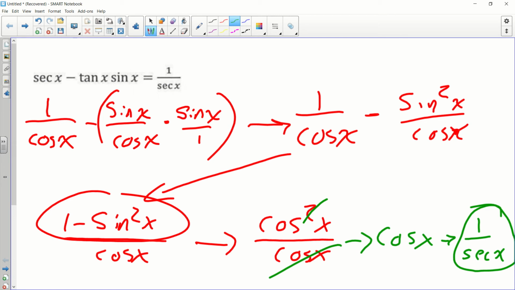So again, I don't see any squareds in this problem, so I'm not looking at any of my Pythagorean identities. So my first step is to convert everything into terms of sine and cosine because I know I can work with those.